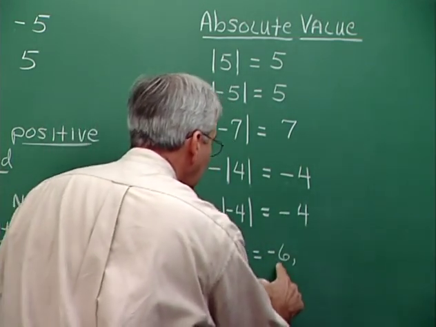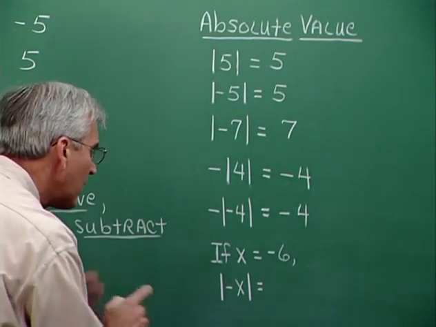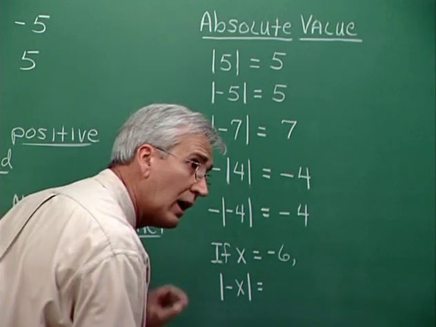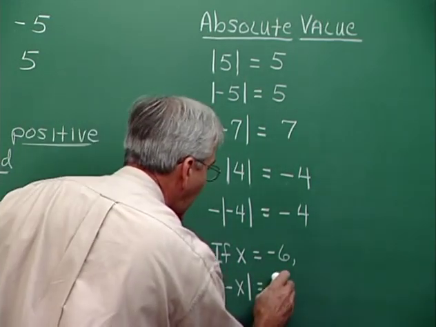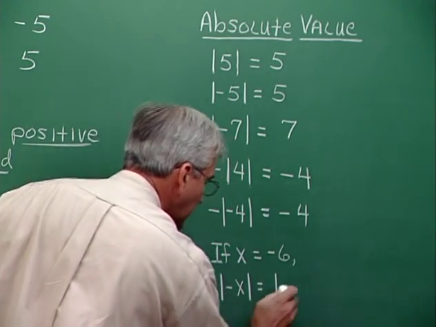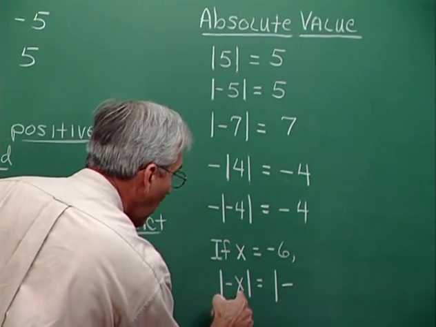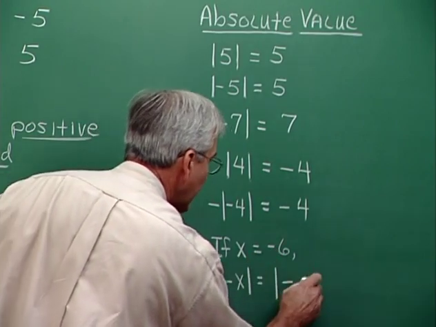Now, if x is negative 6, let's evaluate the absolute value of negative x. If we're evaluating, finding the value of, it means we replace x with the value we are given for it. So I have, let's see, absolute value. I'll bring over this minus sign. Now what's x? Oh, x is negative 6. So I have minus negative 6.